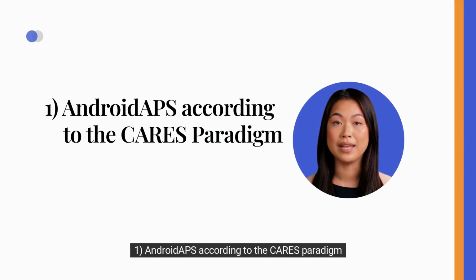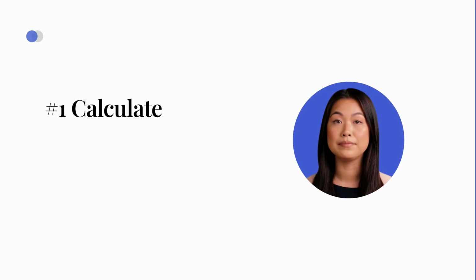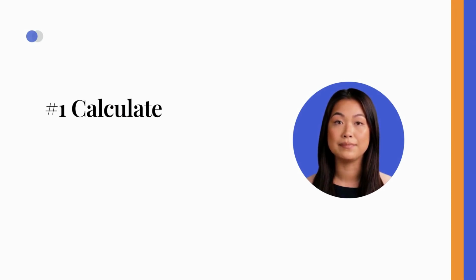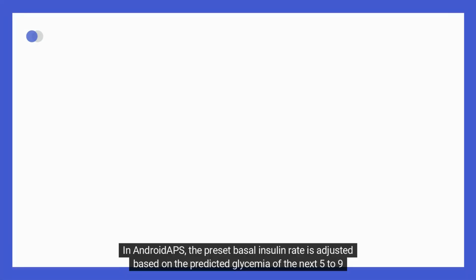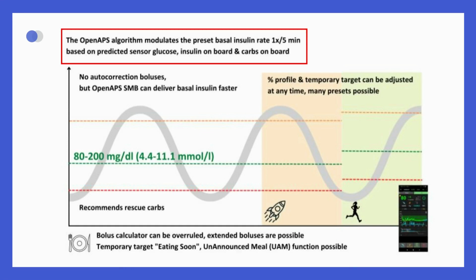1. AndroidAPS according to the CARES paradigm. 1. Calculate. In AndroidAPS, the preset basal insulin rate is adjusted based on the predicted glycemia of the next 5 to 9 hours. Here's a breakdown of how AndroidAPS works.